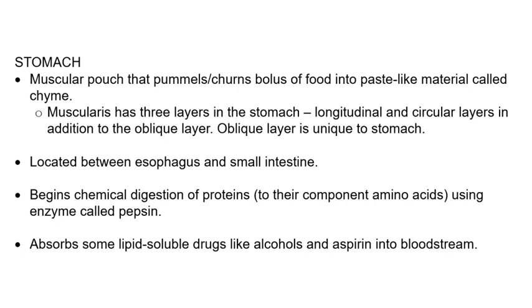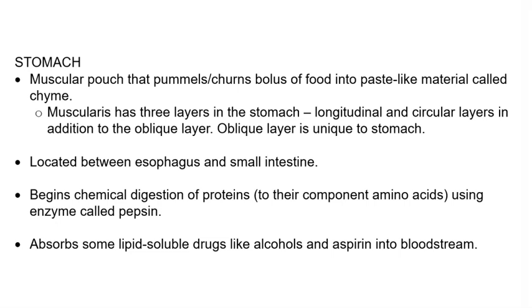The stomach is a muscular pouch that pummels and churns the bolus of food into a paste-like material called chyme. The muscularis of the stomach is modified for this function. It has 3 layers of smooth muscle in the walls of the stomach, the longitudinal and the circular layers, which are typical layers found within the majority of the alimentary canal wall, in addition to the oblique layer. It is the oblique layer that is unique to the stomach.